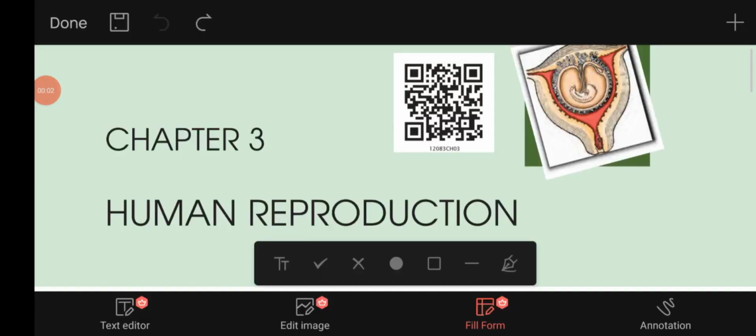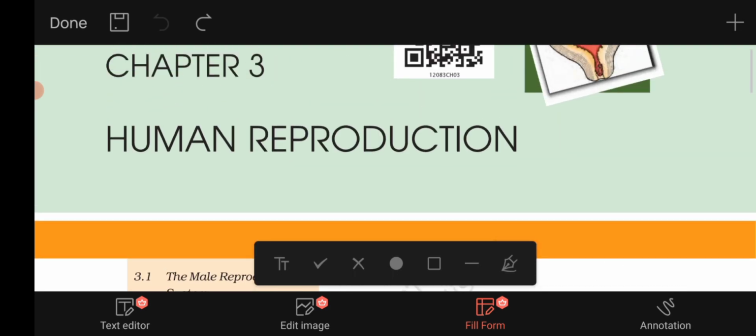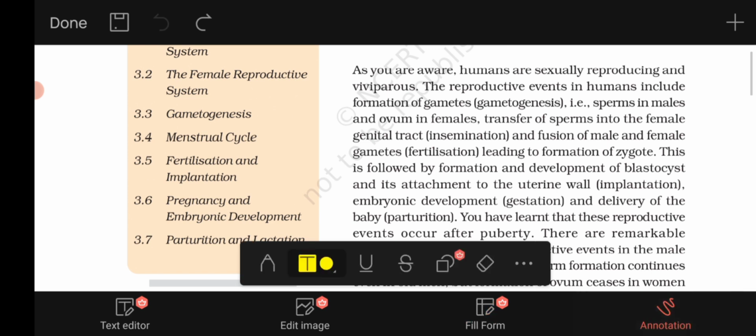Chapter 3, Human Reproduction. So now we'll start with the Human Reproduction chapter of Standard 12th. As you are aware, humans are sexually reproducing and viviparous, that is, giving birth to the young ones. The reproductive events in humans include formation of gametes, that is gametogenesis, that is sperms in males and ovum in females, and transfer of sperm into the female genital tract, that is called insemination, and fusion of male and female gametes, that is fertilization, leading to formation of zygote.